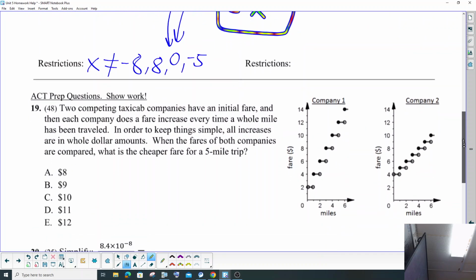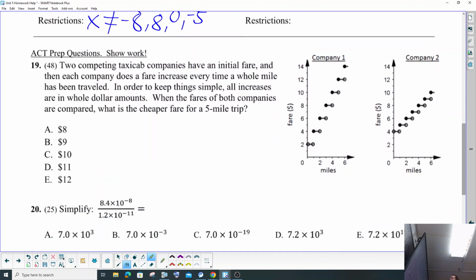Okay, last but not least, ACT. Two competing taxi cab companies have an initial fare, and then each company does a fare increase every time a whole mile has been traveled. In order to keep things simple, all increases are in whole dollar amounts. When the fares of both companies are compared, what is the cheaper fare for a 5-mile trip?